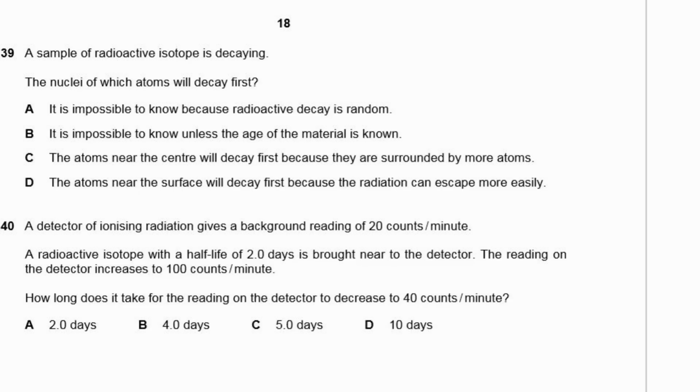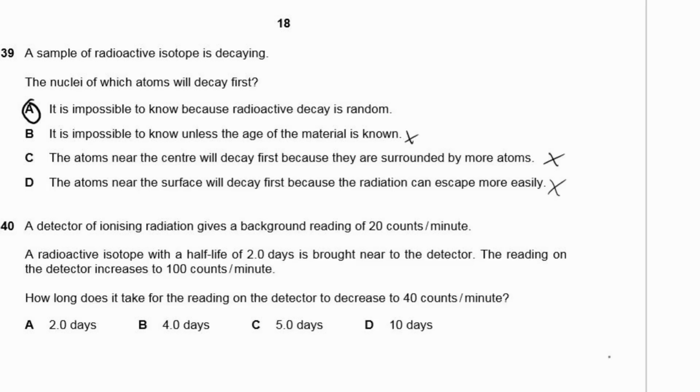39. A sample of radioactive isotope is decaying. The nuclei of which atoms will decay first? Nobody knows. It's a mystery. It's completely random, so no one's really sure. Impossible to know because radioactive decay is random. Be impossible to know unless the age of the material is known. No, that won't tell you anything, other than how much there should be left. C, the atoms near the centre will decay first because why? No reason. Rubbish. D, the atoms near the surface will decay first. No.